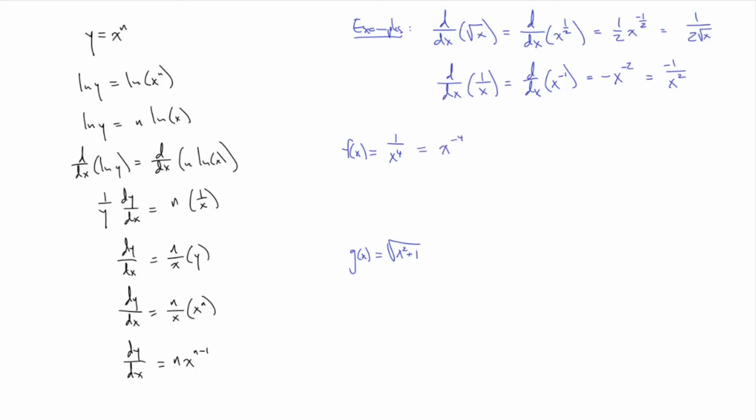The trick for this first one is, before you do any calculus, to rewrite 1 over x to the 4th as x to the negative 4. That's just algebra, basic properties of exponents. And once you've done that, taking the derivative is trivial. It's negative 4x to the negative 5. Or, if you prefer, negative 4 over x to the 5th.